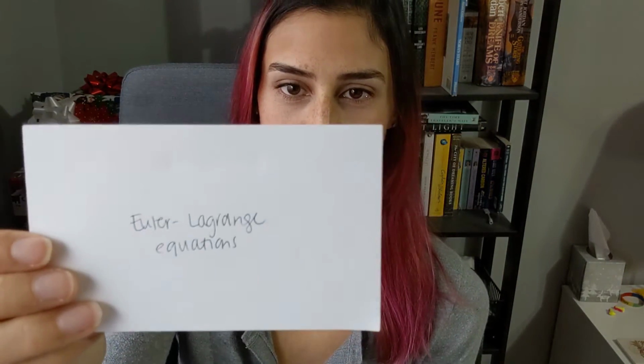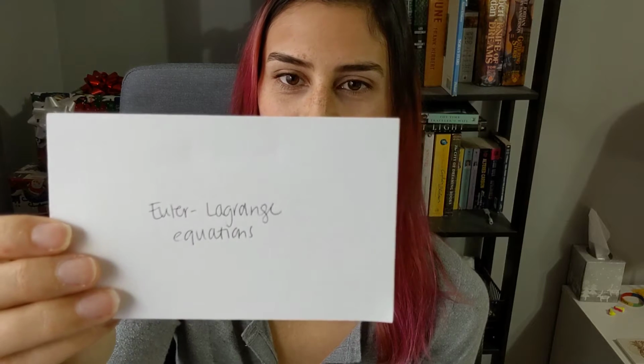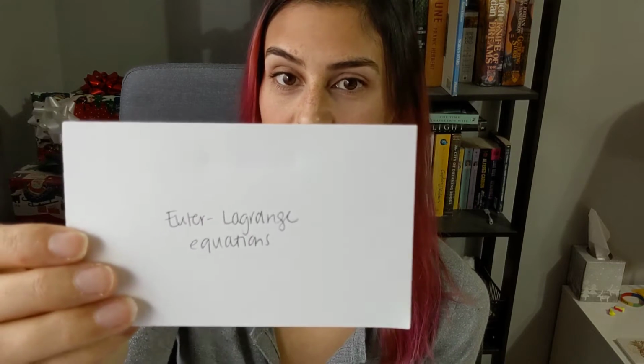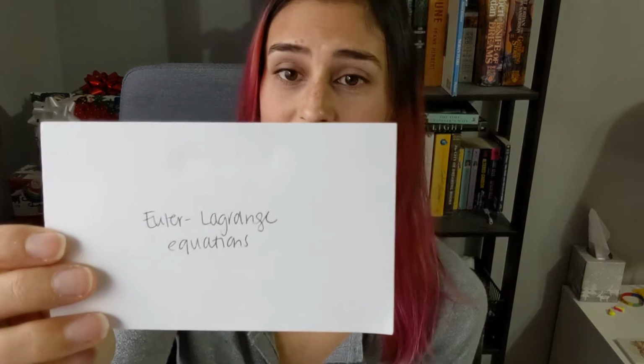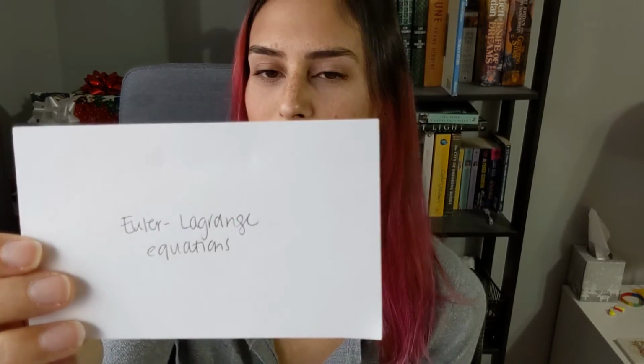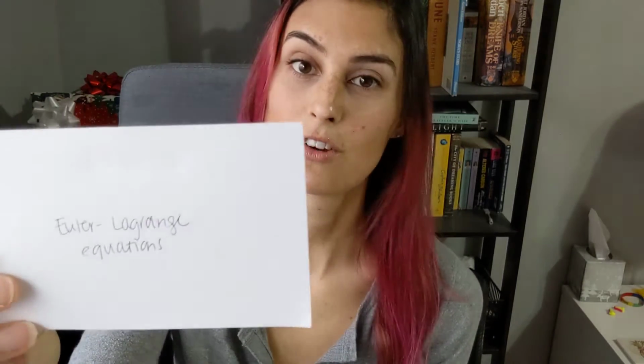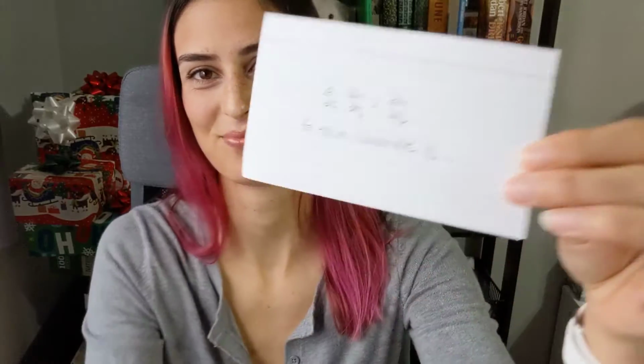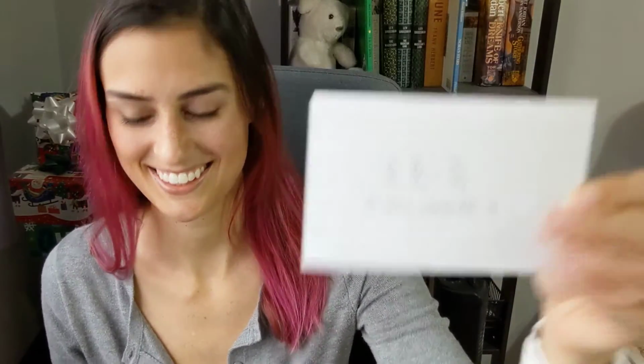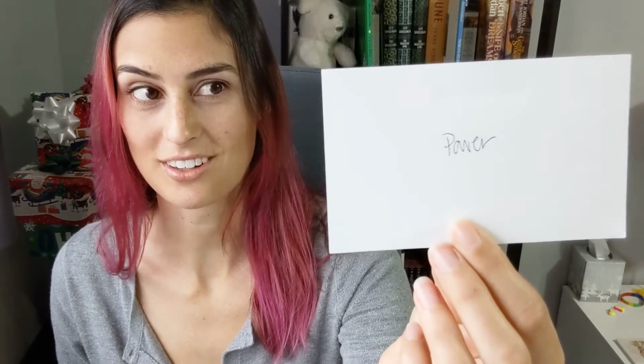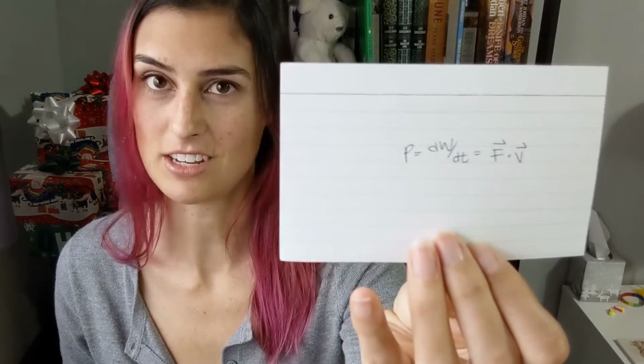The Euler-Lagrange equations. This is d/dt of the partial derivative of L with respect to q dot equals the partial derivative of L with respect to q, for each coordinate q. Power. This is a fun one. Power is the derivative of work with respect to time, or F dot v, force dot velocity.